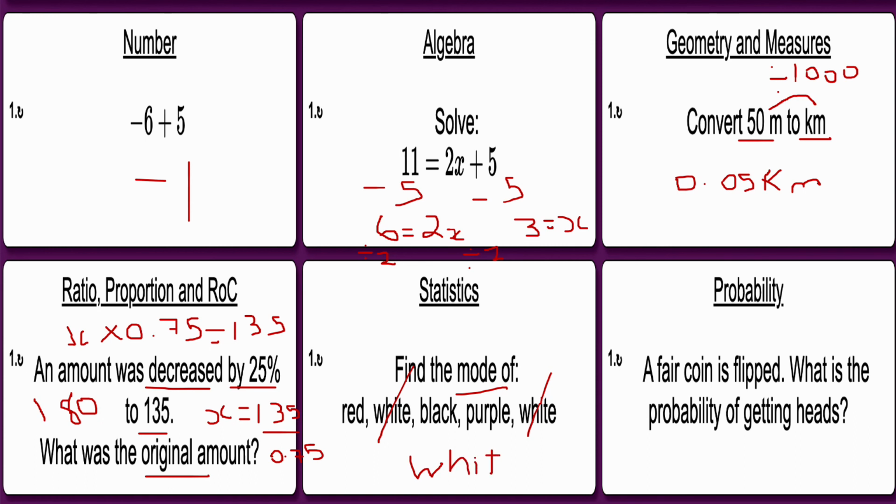Probability now. A fair coin is flipped. What's the probability of getting heads? Well, it's 1 out of a possible 2 outcomes, because I can get a heads or a tails.